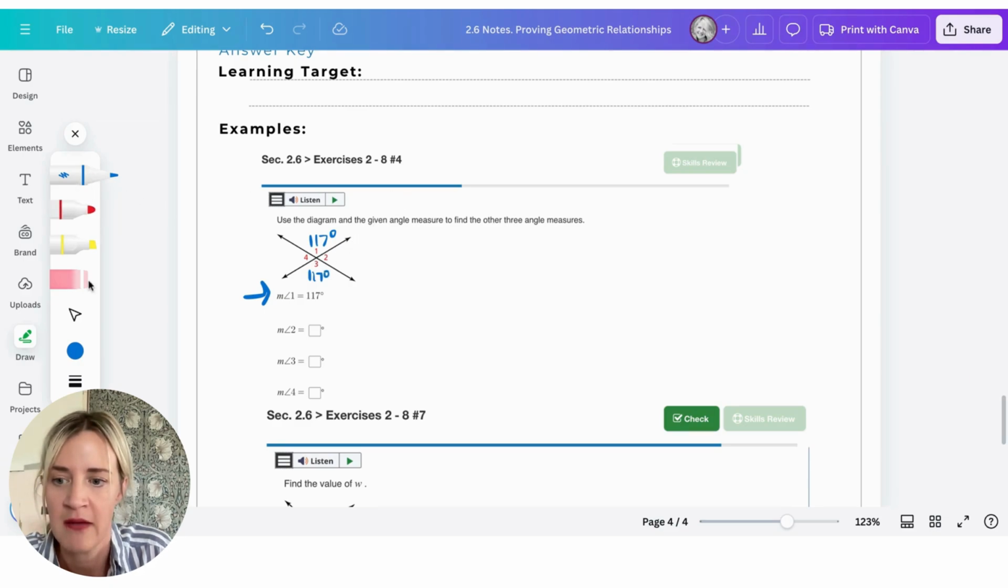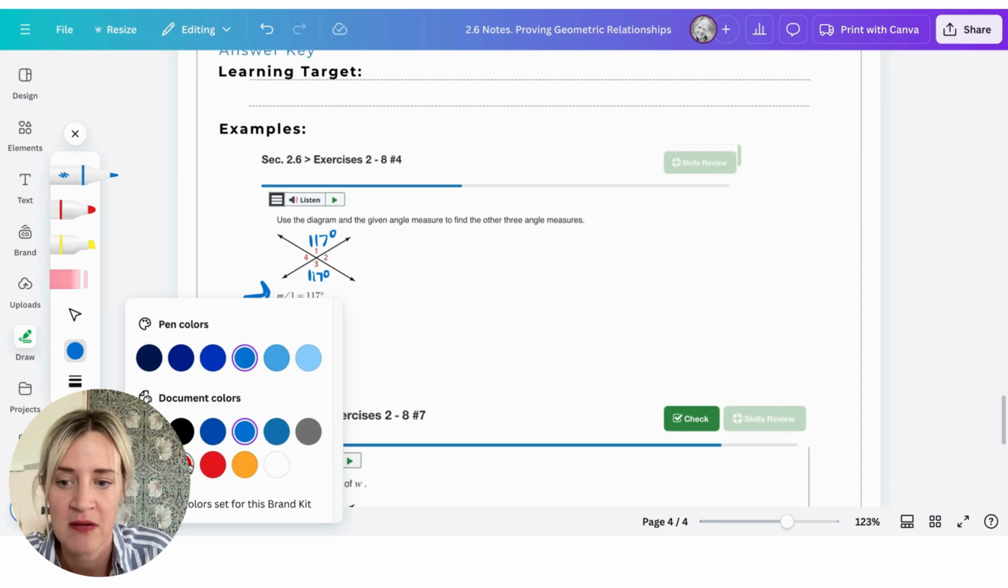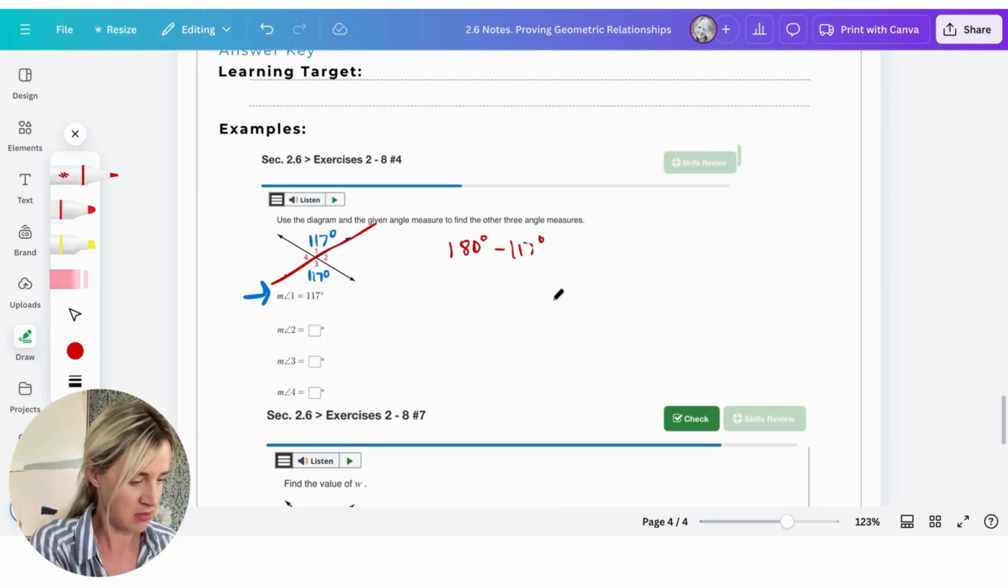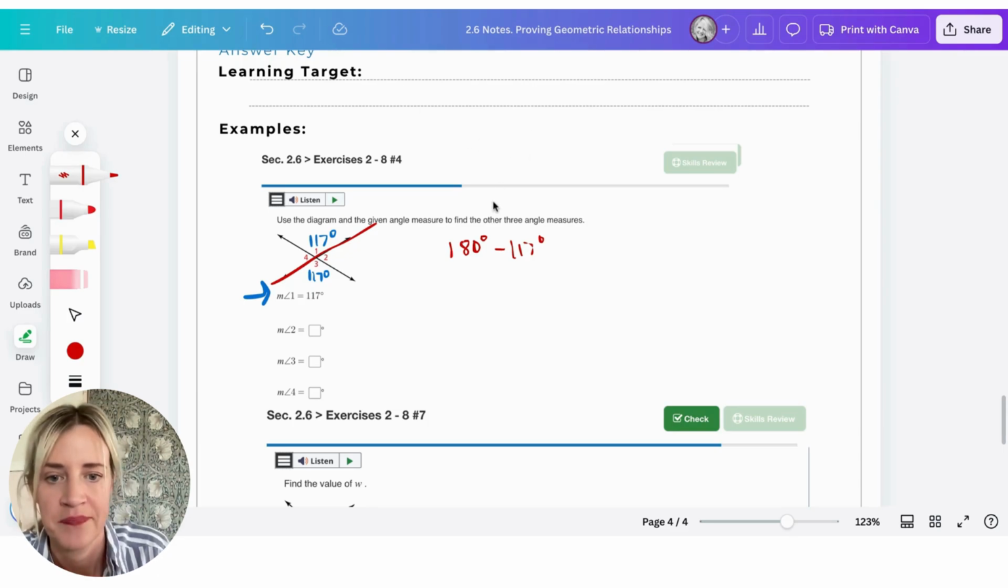We also have a set of linear pairs. So remember, a straight line, you can always assume a straight line. We have some straight lines here. So this straight line created by angle 2 and angle 3, a straight line measures 180 degrees. So I'm going to do 180 degrees minus that 117 degrees in order to get what angle 2 is. So quick calculator here. 180 minus 117 is 63 degrees.